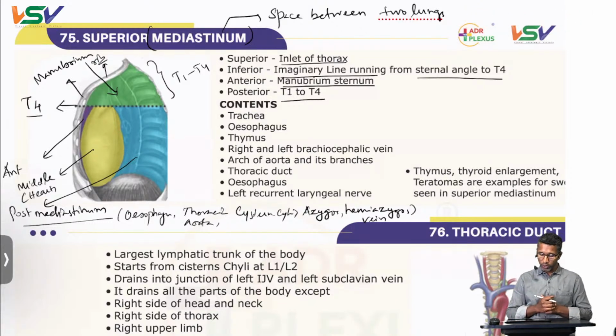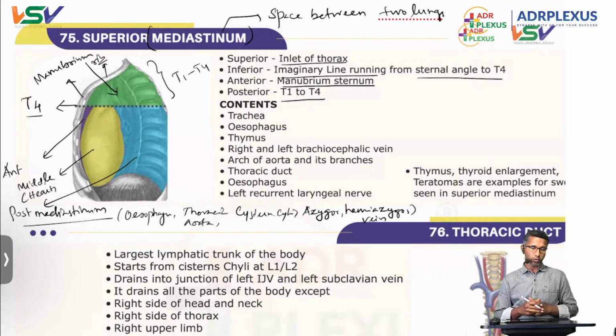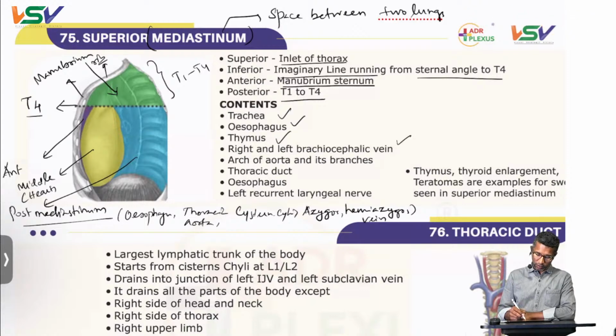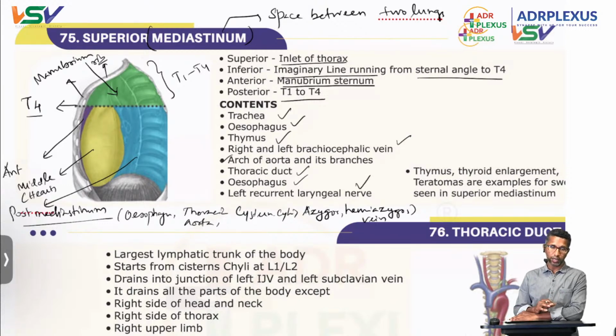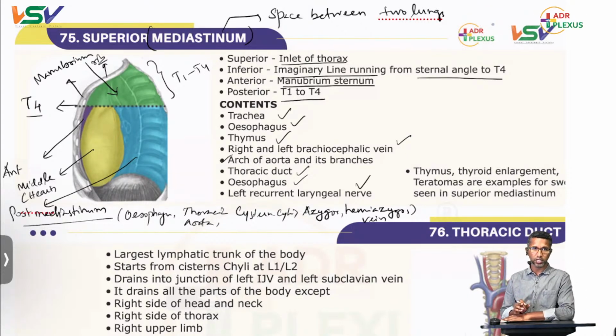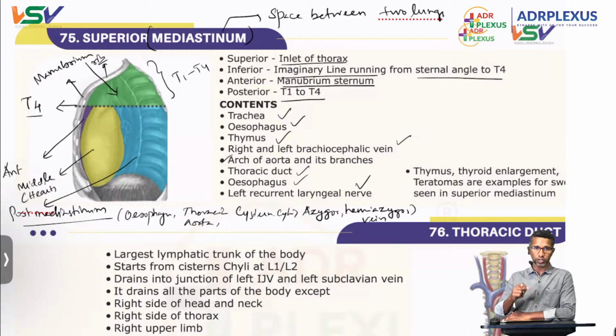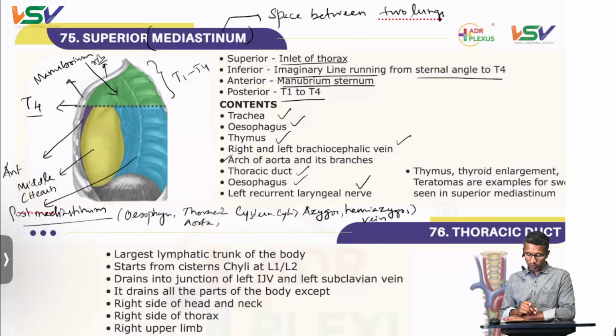When you look into the contents of the superior mediastinum: trachea, esophagus, thymus, the brachiocephalic vein, arch of aorta and its branches, thoracic duct, and the left recurrent laryngeal nerve. Not the right recurrent laryngeal nerve, it does not enter the mediastinum. It is only the left recurrent laryngeal nerve which enters the mediastinum and winds around the ligamentum arteriosum. These are all the main contents of the superior mediastinum.